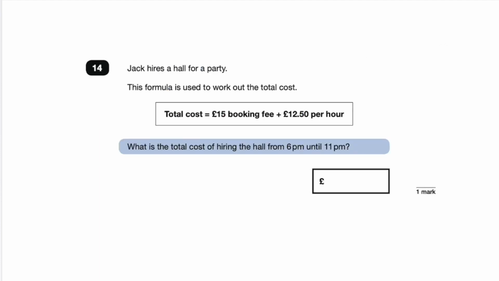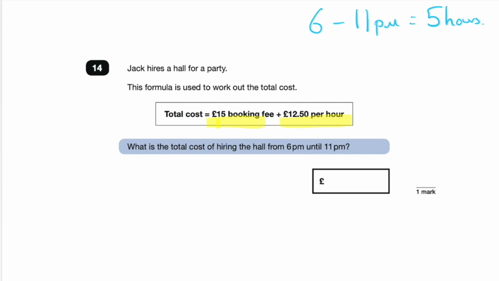Okay, question 14 says Jack hires a hall for a party. This formula is used to work out the total cost. And it says the total cost equals a £15 booking fee plus £12.50 for every hour they use the hall. And then it says, what is the total cost of hiring the hall from 6 p.m. until 11 p.m.? So let's first work out how many hours we're going to be in the hall. And if we're going from 6 till 11 p.m., that equals 5 hours.